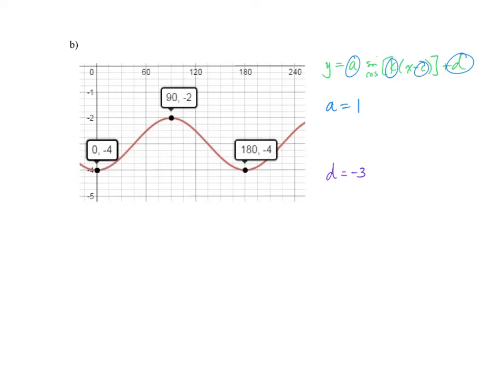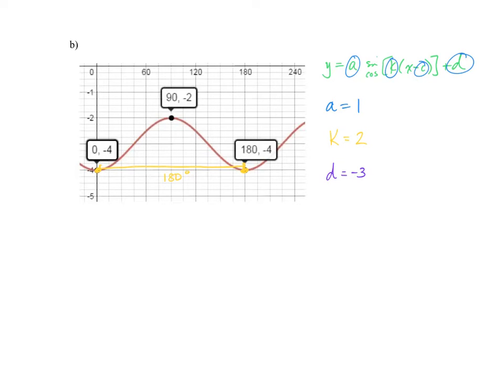Now, to come up with my k value, maybe we can look at it as we go. I was given one minimum and another minimum, so the distance between those minimums is 180 degrees. That is my period. If my period is 180 degrees, then it's half of what a normal trig curve is. Therefore, to get half the period, I need a horizontal stretch by a factor of 1/2. My k value would have to be 2.